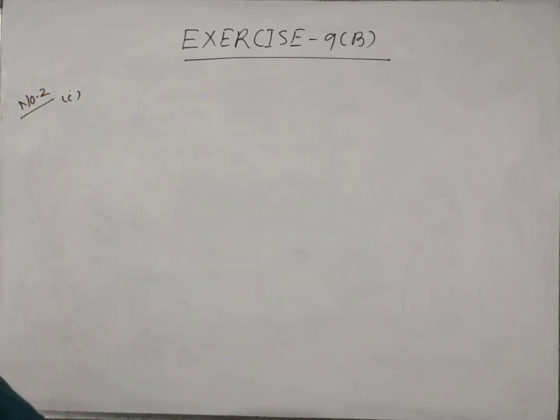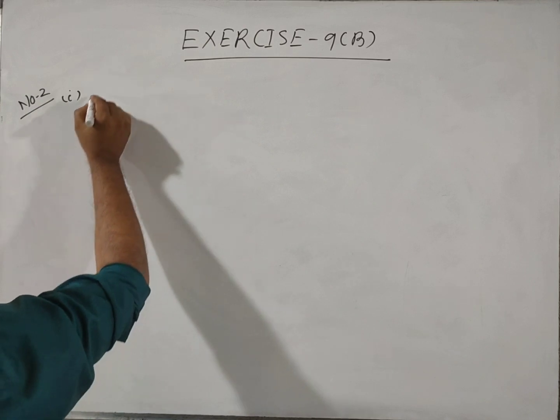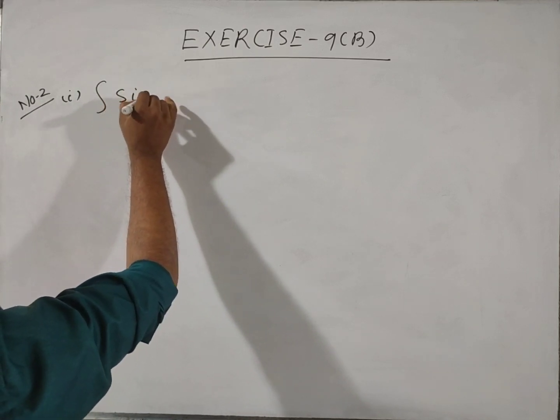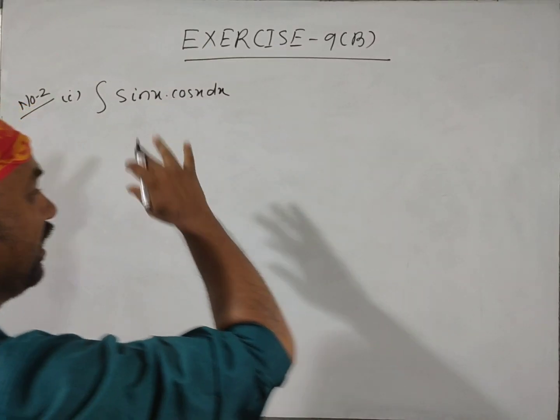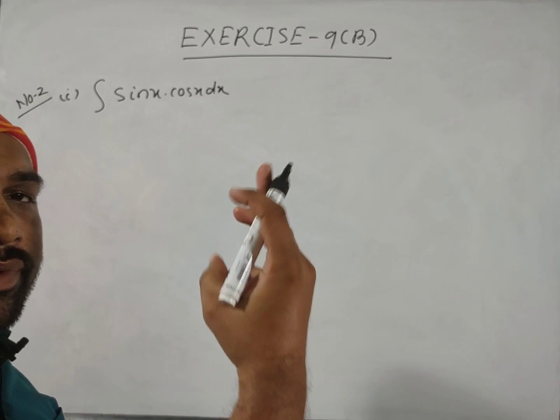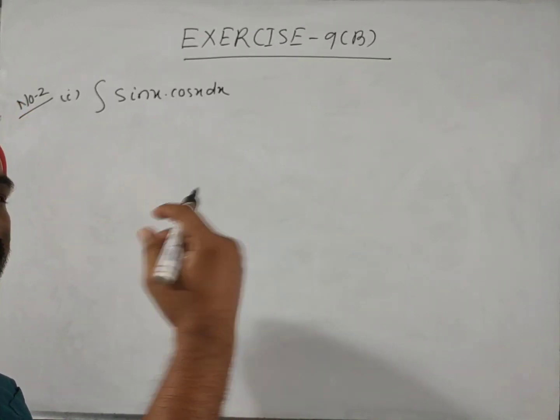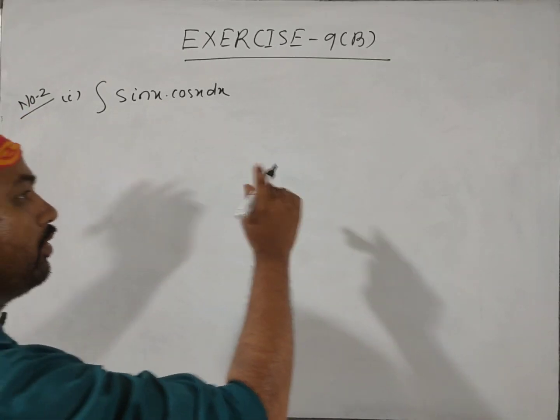First bit of number 2, it is given: integral of the multiplication of sin x and cos x with respect to x. We can solve this problem in 3 methods and we will get 3 different answers for this one problem.